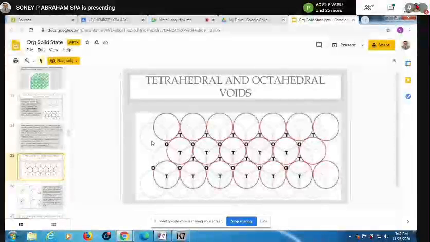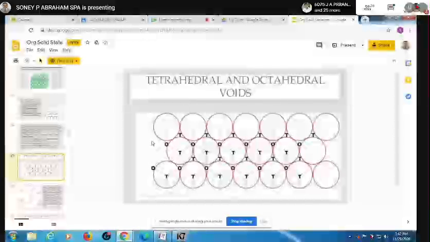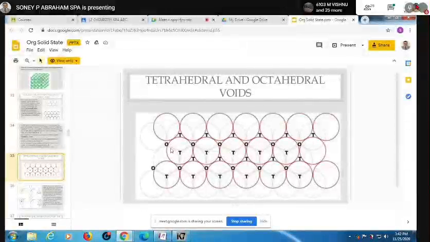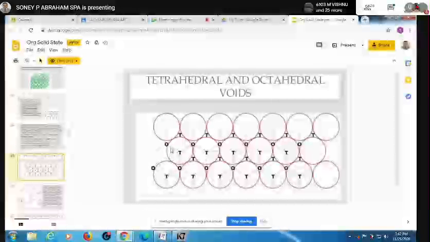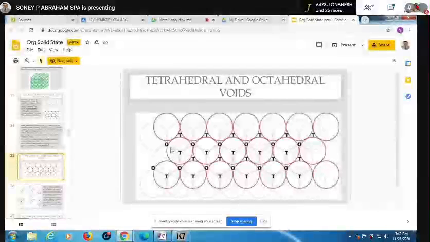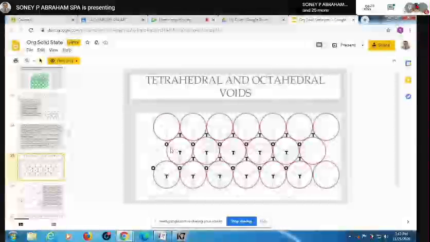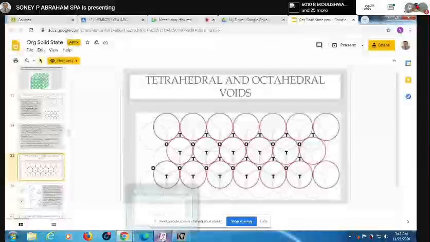AB type packing in 3 dimensions, and the structure so produced will be called as hexagonal close pack structure in 3 dimensions. What is hexagonal close pack structure? It is AB type. That means first layer will be different from the second layer, but there will be alignment between first and third layer. Every alternate layers will be aligning themselves. So such structure will be called as HCP, which stands for hexagonal close pack structure.